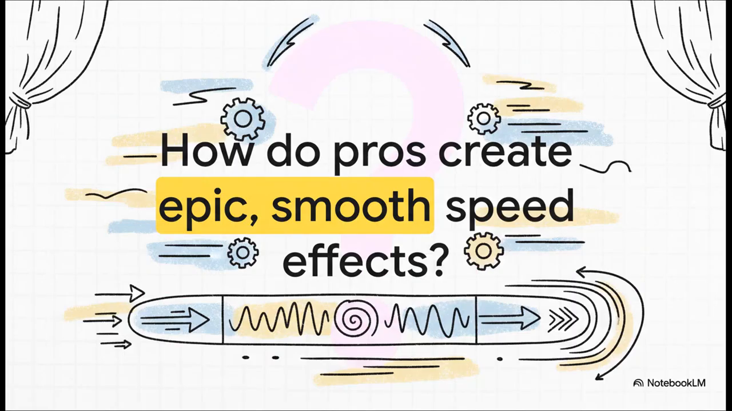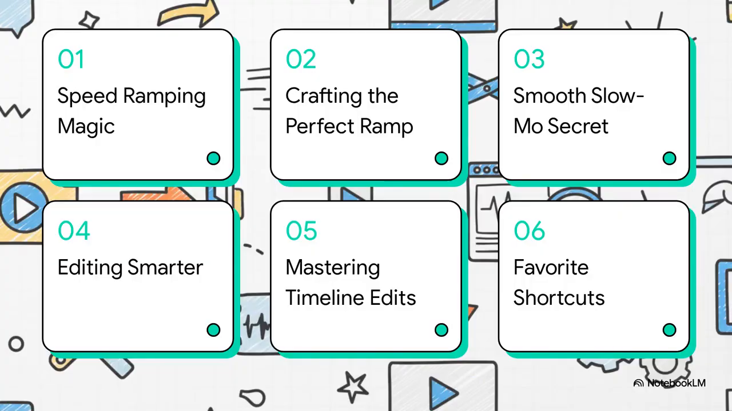That shot that goes from normal speed into this beautiful, dramatic slow motion and then ramps right back up again seamlessly. It looks super complex, but today we're going to pull back the curtain and show you exactly how it's done. So here's our game plan.